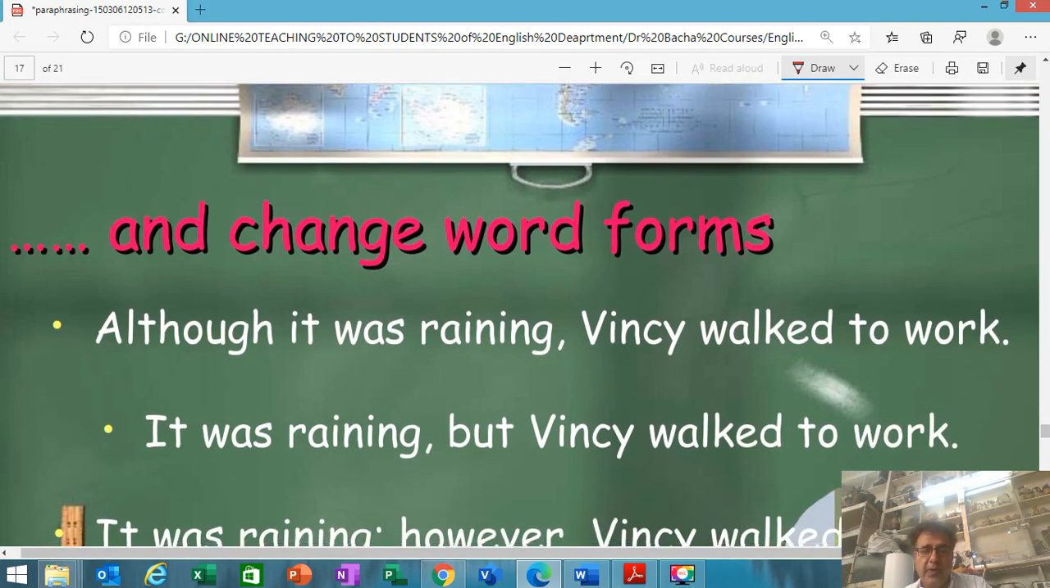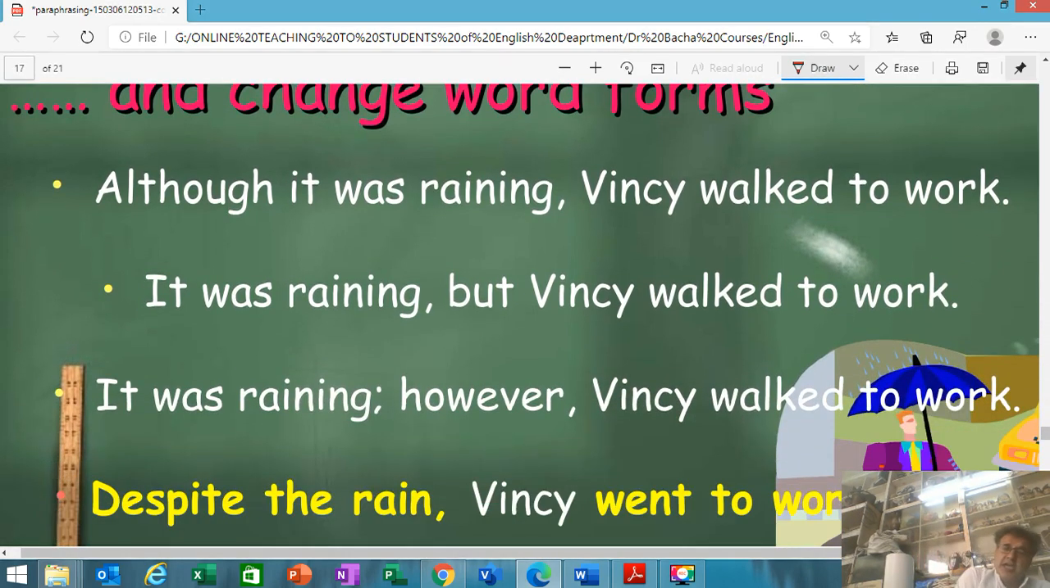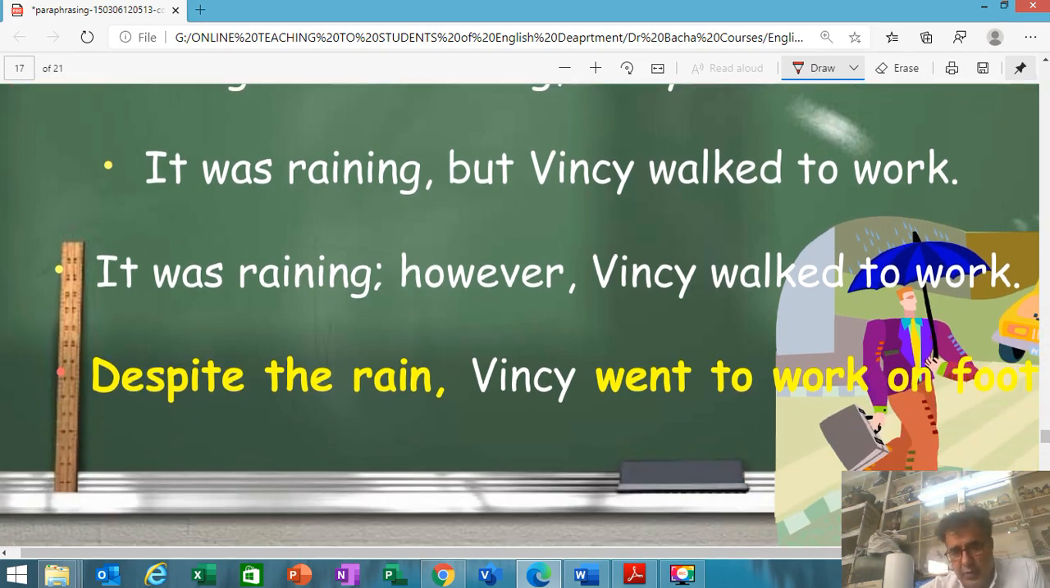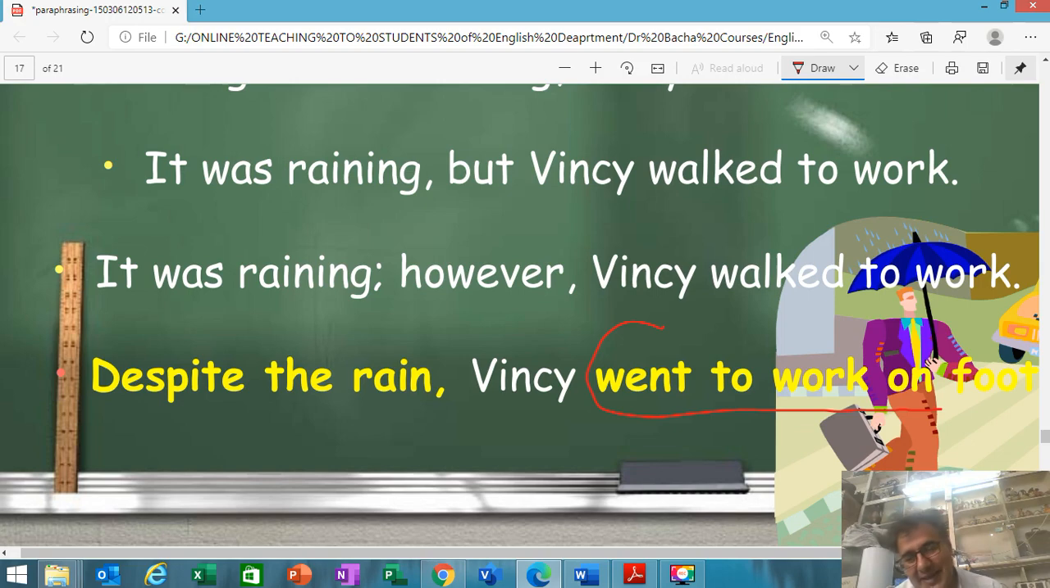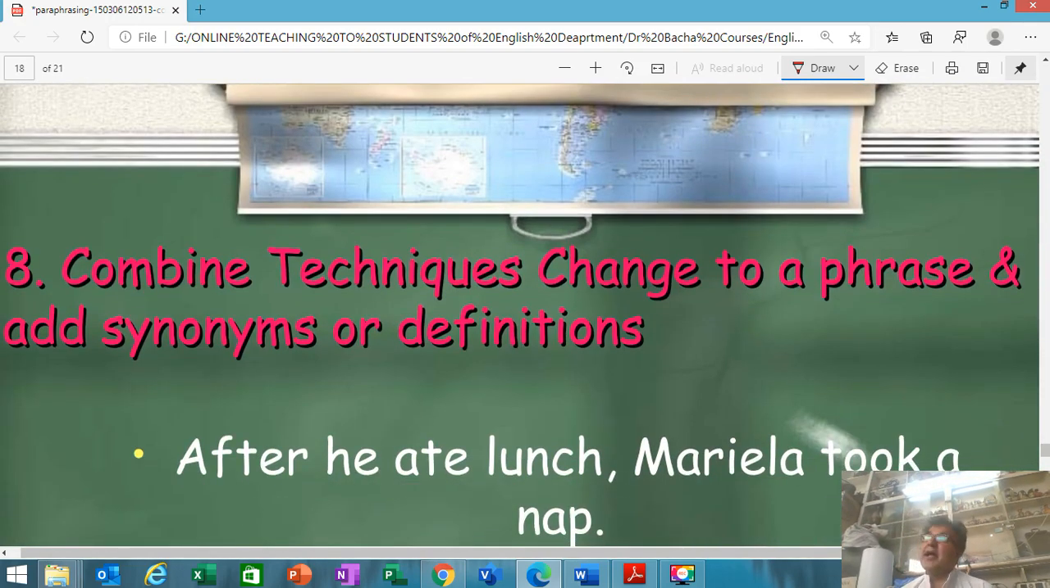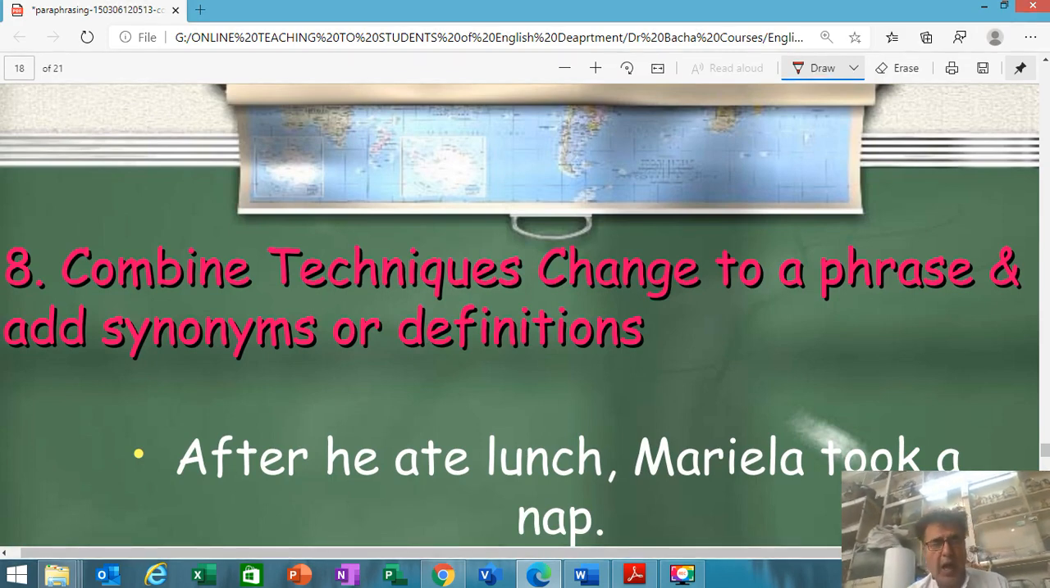And change word forms as well. "It was raining when she walked to work." "It was raining, however, when she walked to work." So, "Despite the rain, when she..." now see here, the forms have been changed. Okay, "Despite the rain, she went to work on foot." So this really gives some emphatic sense, and a clearer and more understandable sentence.